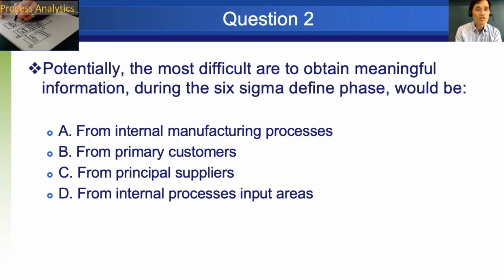The question is, potentially the most difficult area to obtain meaningful information during the Six Sigma define phase would be: A, from internal manufacturing process, B, from primary customers, C, from principal suppliers, D, from internal processes input areas. The answer is B, from primary customers. Getting the inputs from primary customers correctly is one of the most challenging things to do in process analytics.